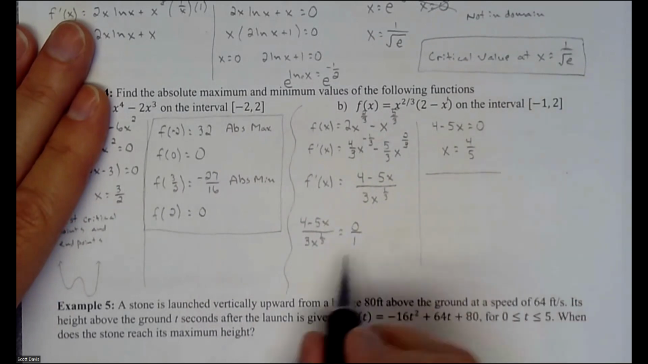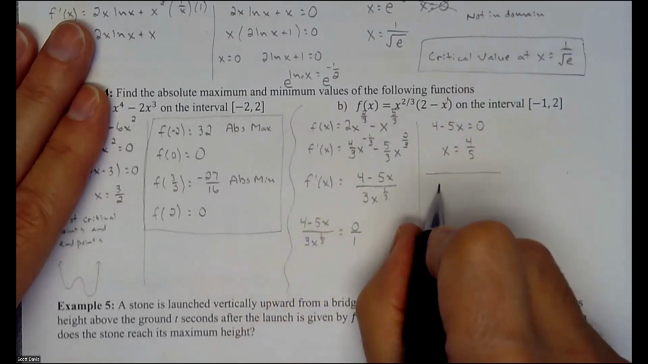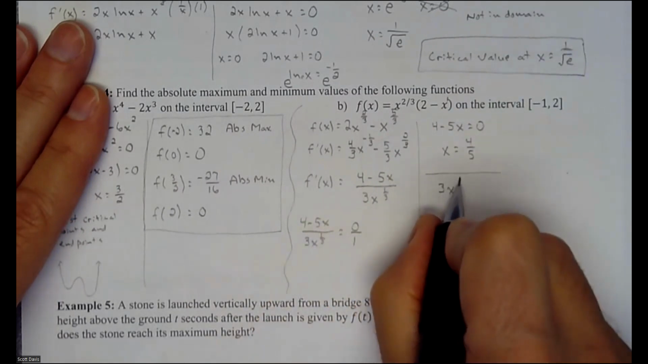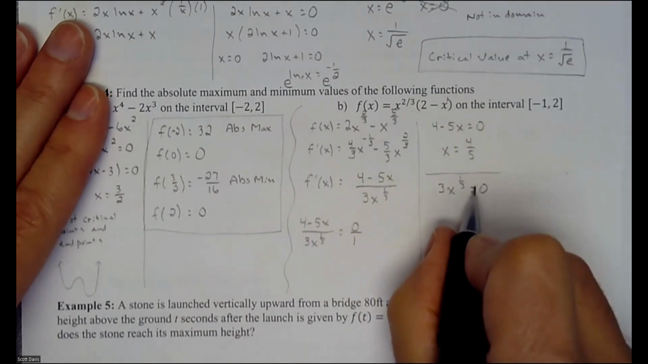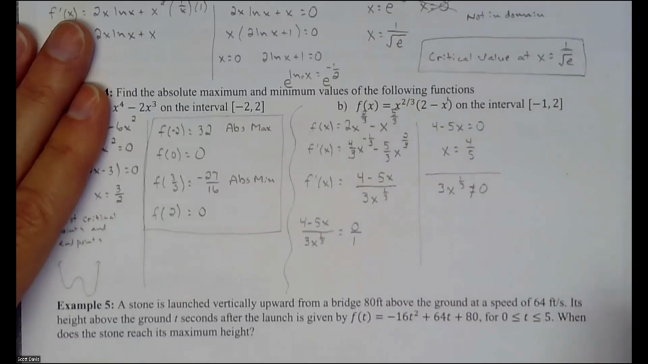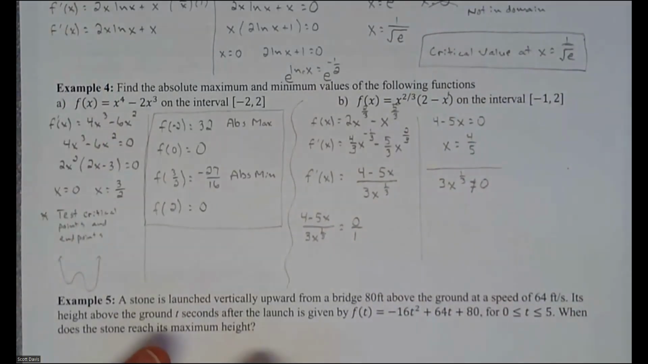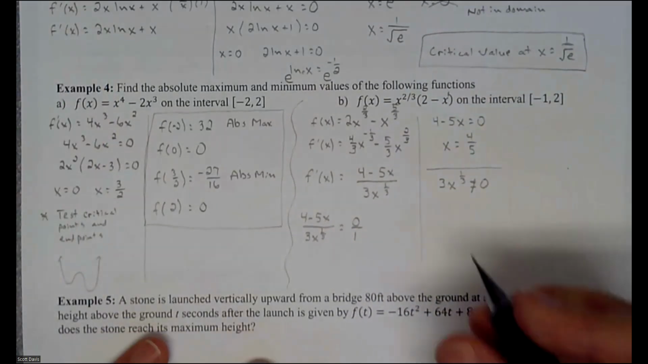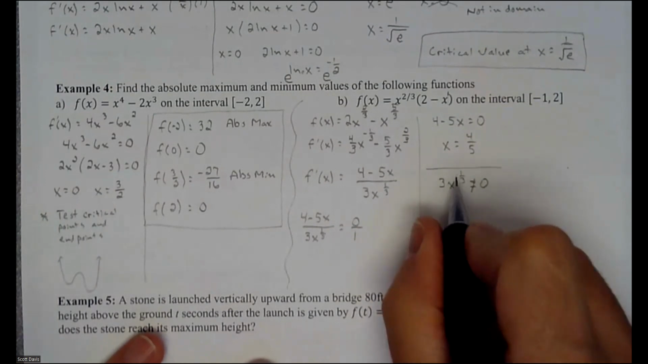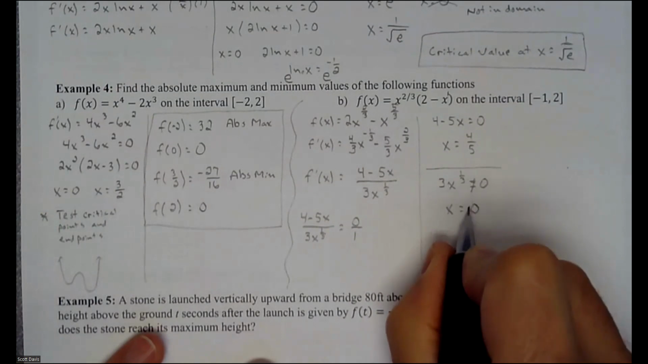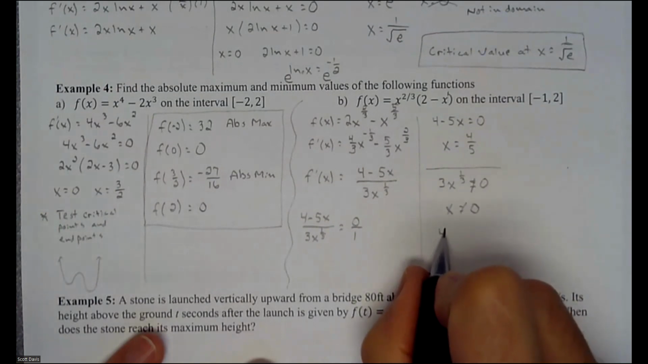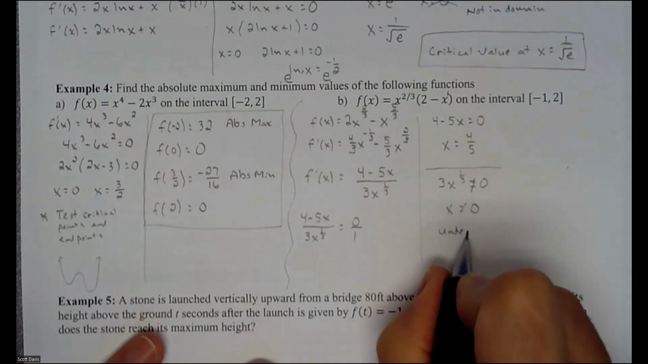And then my other one is the fact that my denominator, my 3x to the 1/3, has a potential to equal 0, which is bad. So I don't want that to happen. So I have a value that I need to kick out. I have an undefined slope. So I divide by 3 and cube it. So I have an undefined slope at x equals 0.